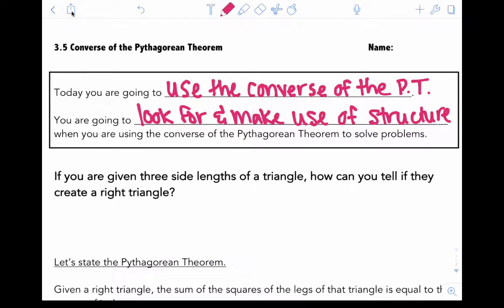So go ahead and take a moment to think to yourself, if you're given three side lengths of a triangle, how can you tell if they create a right triangle? You can assume that this will involve the Pythagorean theorem, considering the whole section is about the converse of the Pythagorean theorem. But what exactly about it would tell you whether or not a triangle is a right triangle? It would be a right triangle if a squared plus b squared equals c squared.